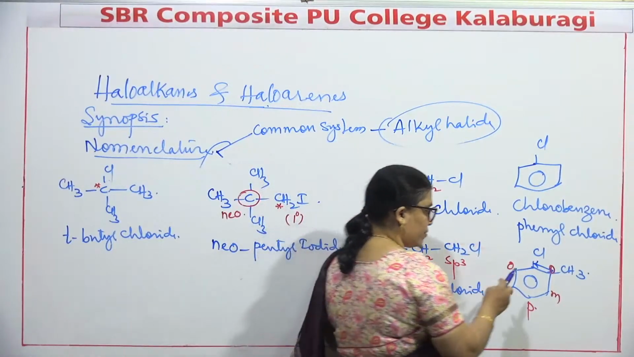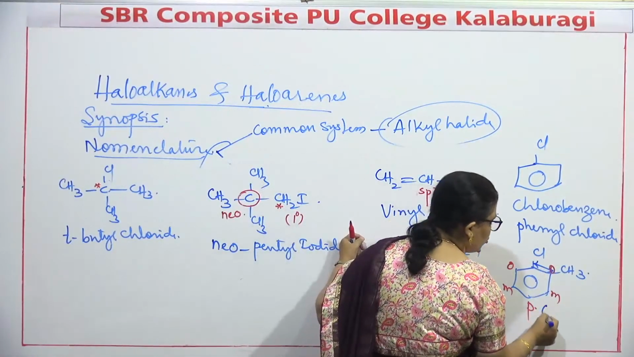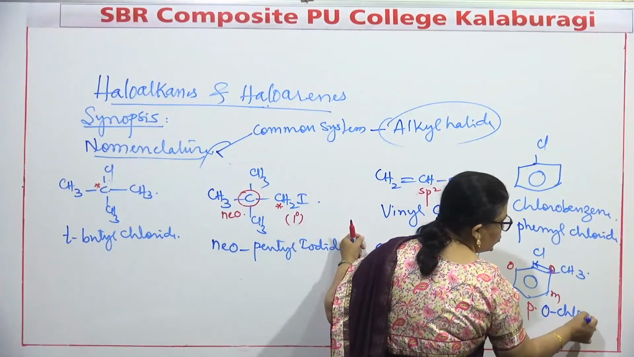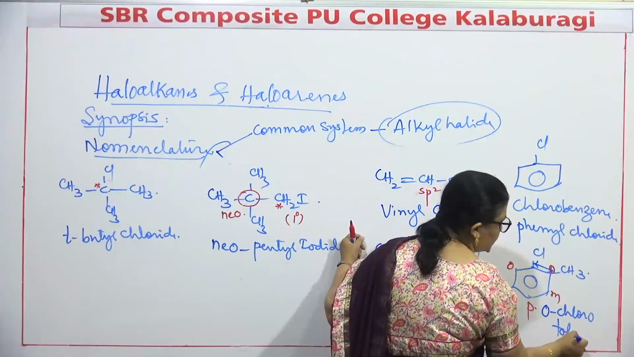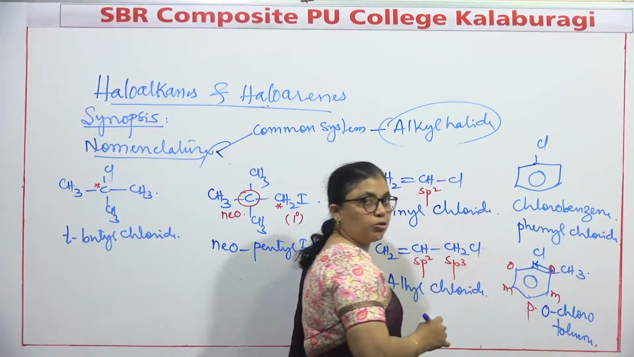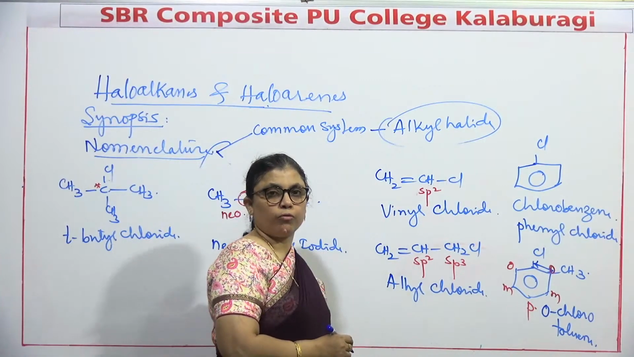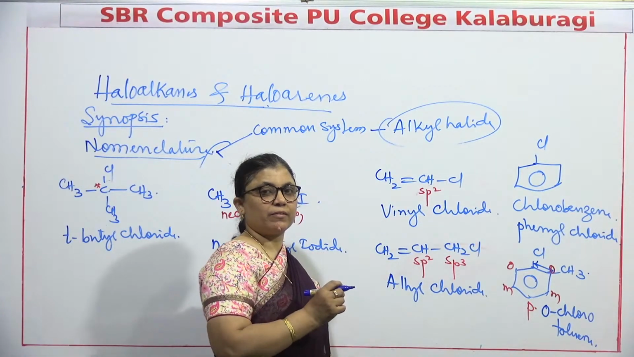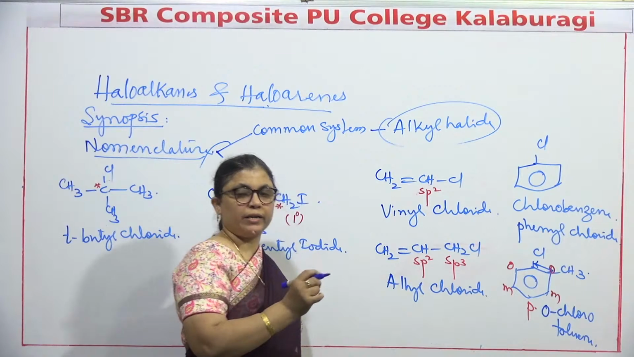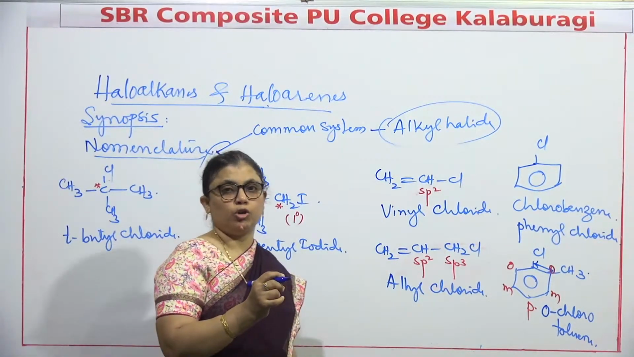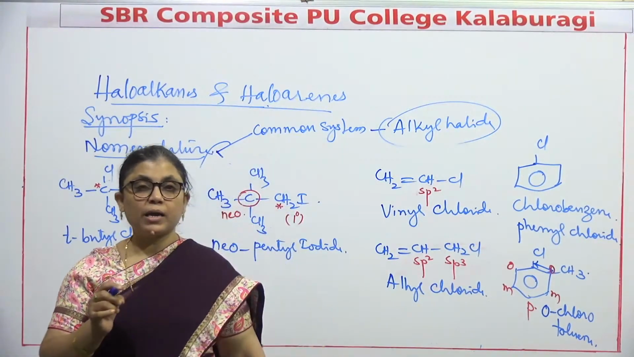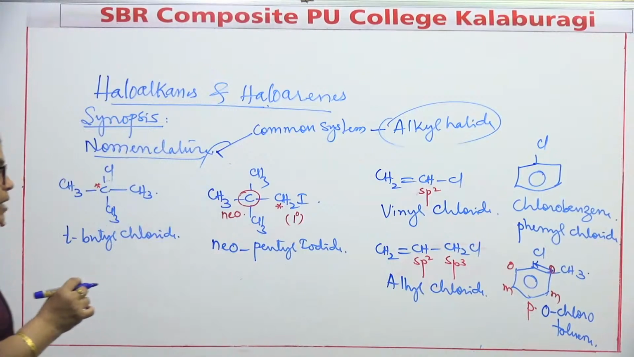That's why we can call this name orthochlorotoluene, or o-chlorotoluene. So in a simple way, whenever we write the name of any molecule, sometimes the common system and the IUPAC system are the same.